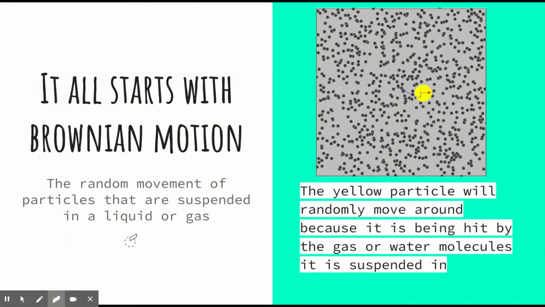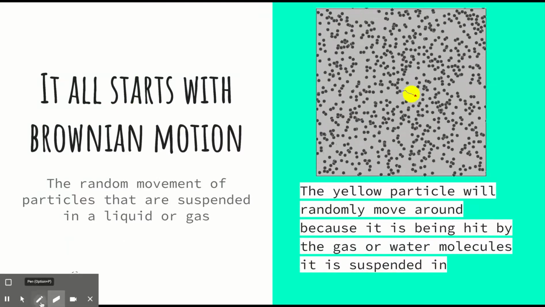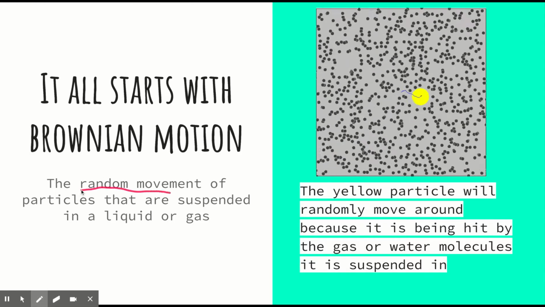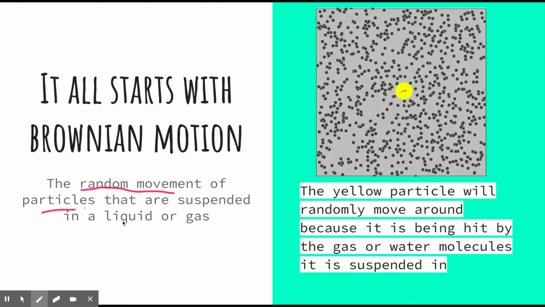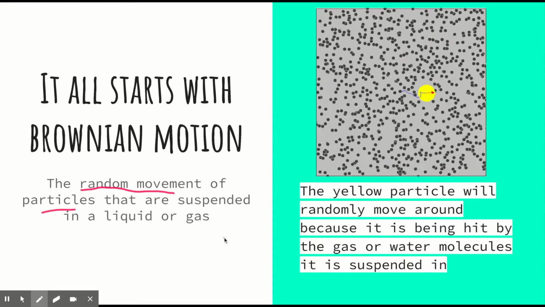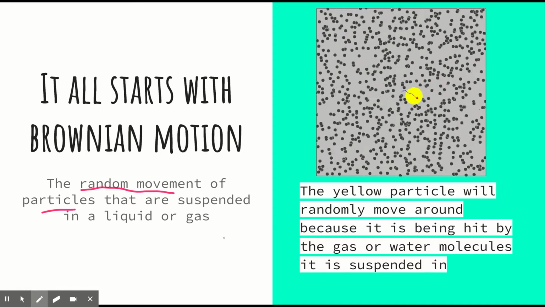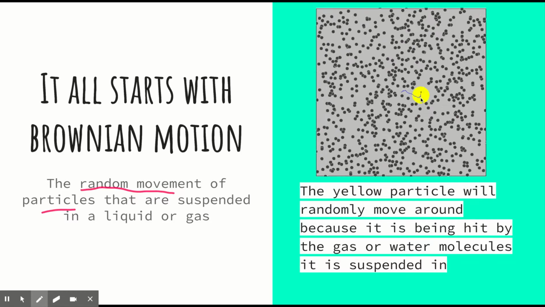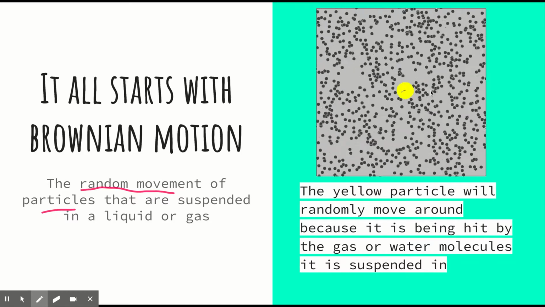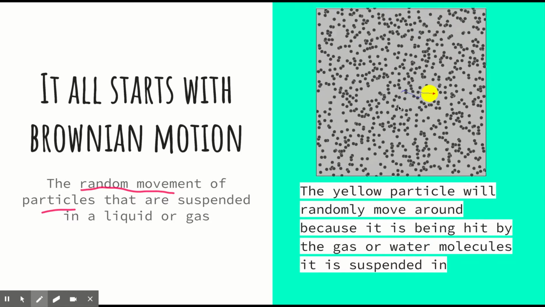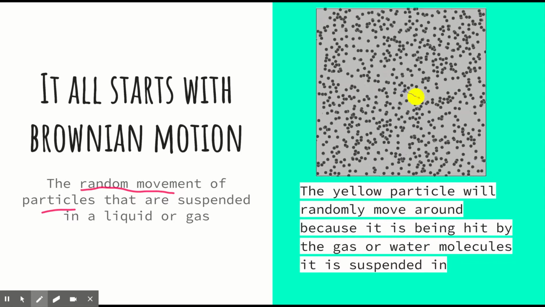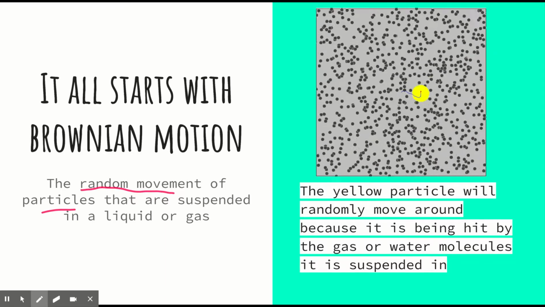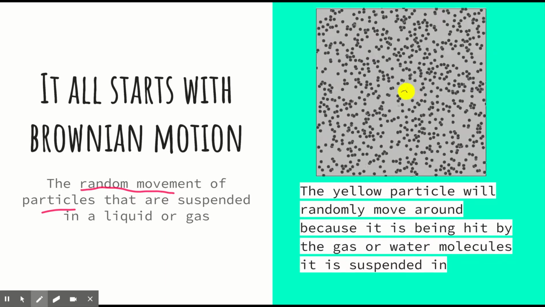It all starts with something called Brownian motion. Brownian motion is the random movement of particles that are suspended in a liquid or a gas. What does this actually mean? If you look at this little animation, imagine the yellow dot is a salt particle in water. You can't see the water particles that the salt is in.